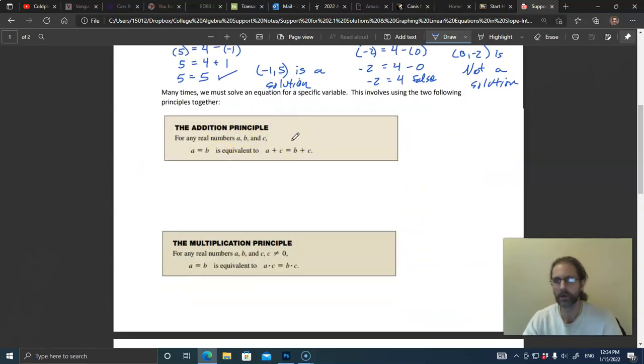I'm not going to go in great depth here. I'm just going to mention them. Hopefully you're already familiar with these. You should be. The addition principle and the multiplication principle.